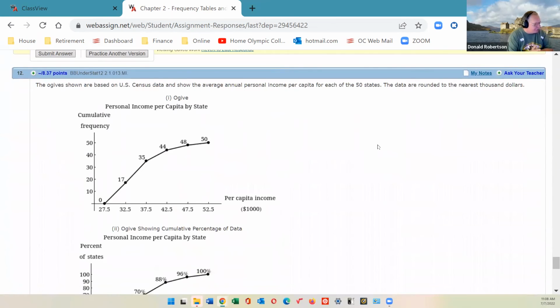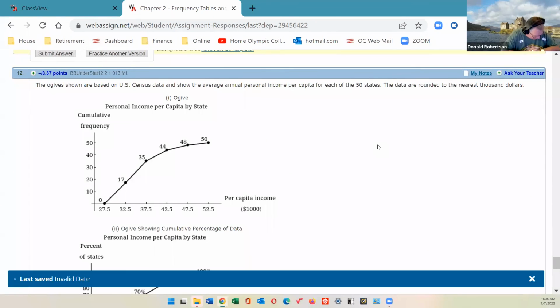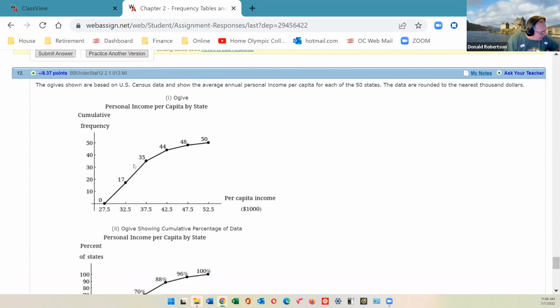Looking at our time, we're getting close to the end. So this is our last question. When you do a cumulative frequency table and you do it by a sequence of points joined like that, like a sequence of dots, that's basically telling you the cumulative frequency as you start from the smallest and finish with the largest value. Now, this particular one is from the US Census data, and it shows the average annual personal income for each of the 50 states.